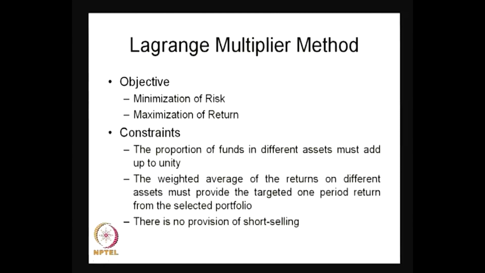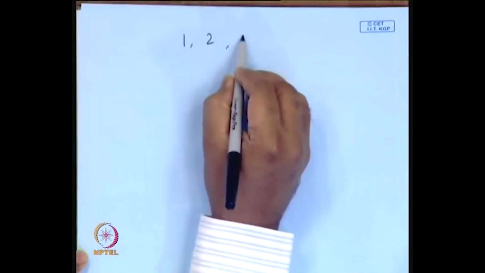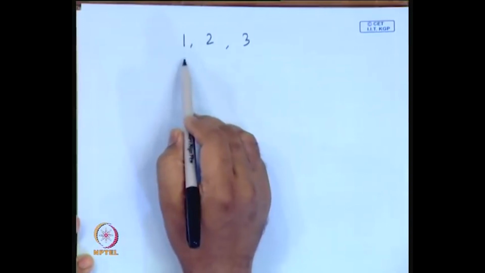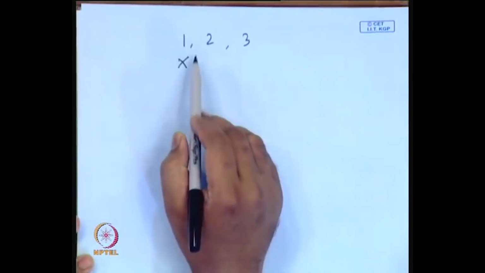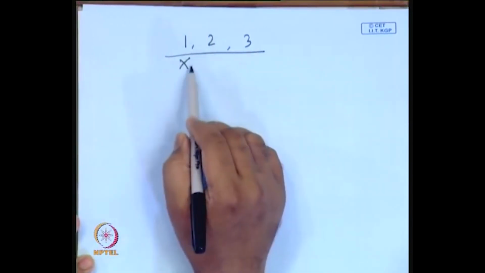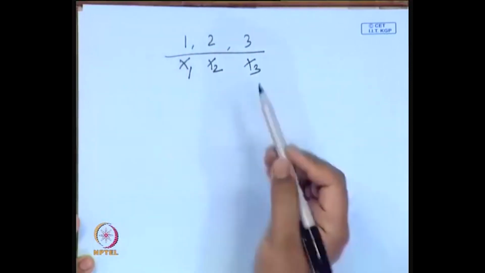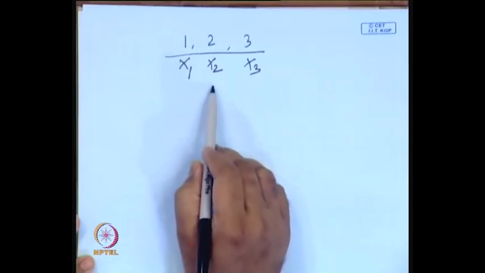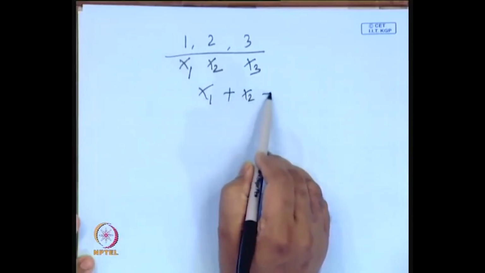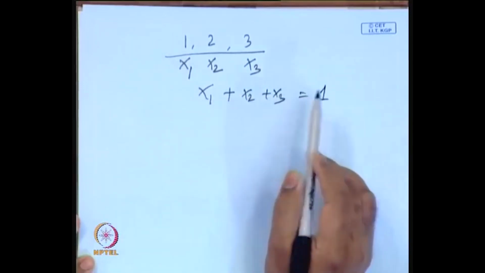That means, for example, let you have three assets 1, 2, 3. The proportion of the weightage given for 1 is x1, and for the others x2 and x3. That means all the funds should be invested within these three. That means x1 plus x2 plus x3 should be equal to 1.